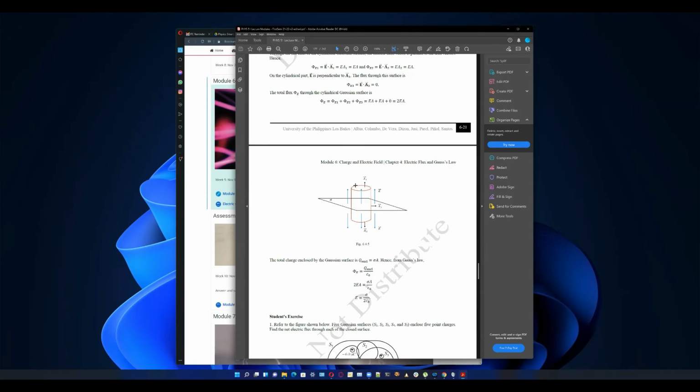Madali mo nang i-compute to, para lang siyang circle, no, yung area niya. Basta alam mo yung radius. Therefore, it is easier for us to determine E na ganito. At ito nga, pag sinolve mo siya using this approach, you'll end up with sigma over 2 epsilon sub 0 yung value ng E mo, where sigma is the distribution of the charge on the surface. Yung parang Q per unit area doon sa surface mo, you end up with sigma over 2 epsilon sub 0. Madaling ma-compute yung value ng E.